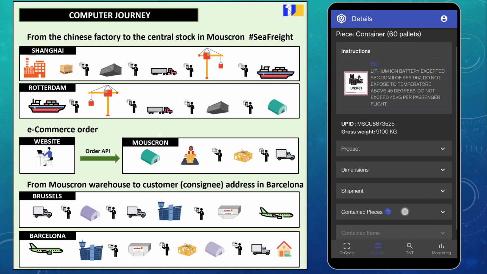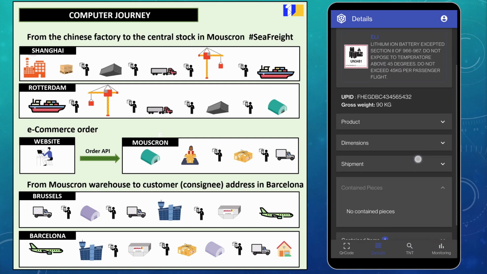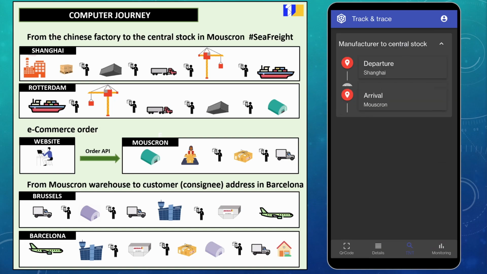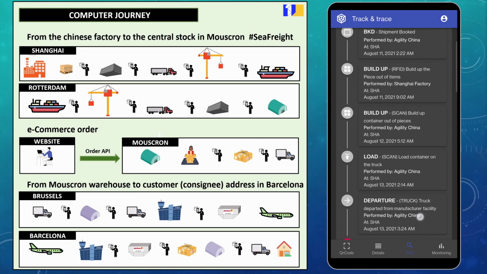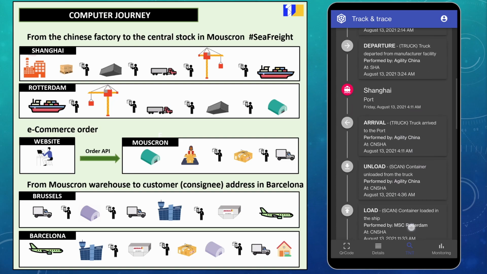Then I can go back to the Details tab, scroll down, and load information of a pallet contained in the container. I can see the details of the pallet and go back to the Track and Trace tab, where I can see all the events related to the pallet.